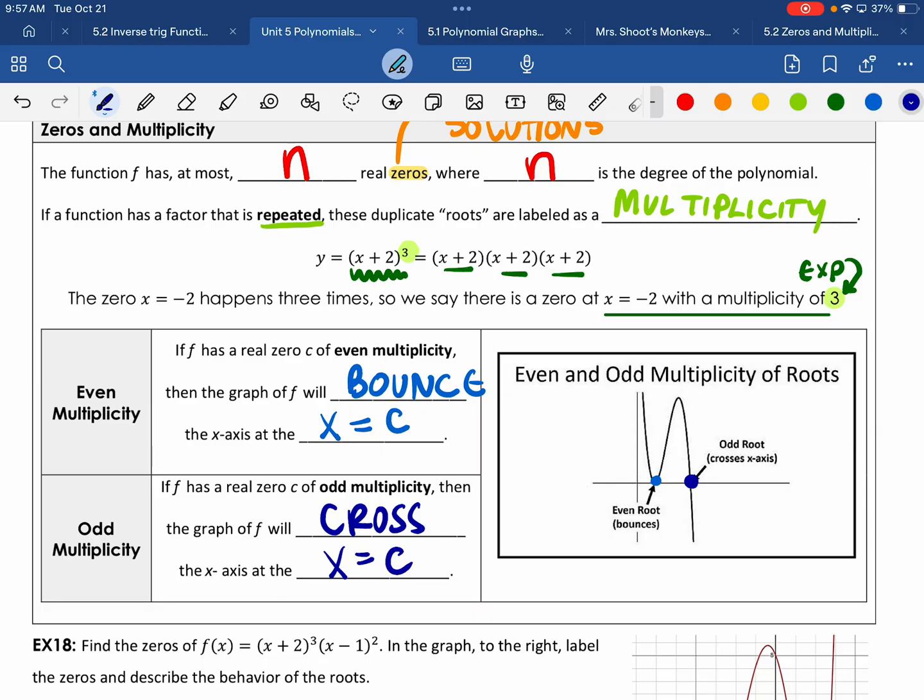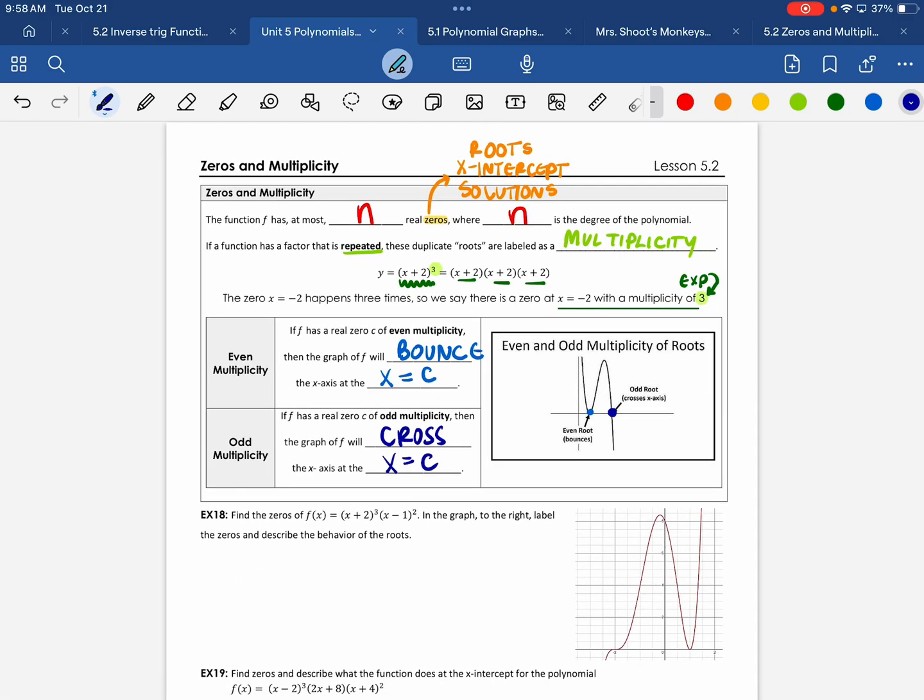All right, so I have a graph here as a visual of what happens bouncing versus crossing. So right here, you can see I go down and I touch the x-axis and I bounce off it like a trampoline. All right, so I don't go through it. I literally hit it, bounce off it. This one here goes through it, and so that would be an odd multiplicity. If you cross through it, it's odd. Can you bounce? No.